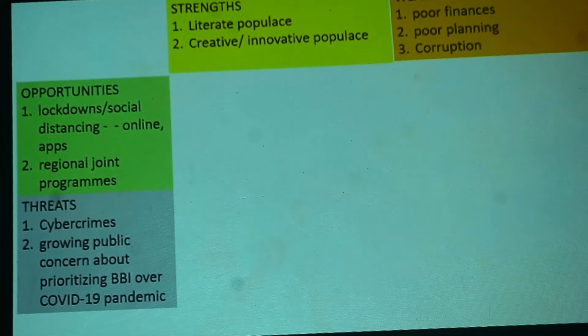For Kenya, I can say there is a growing public concern about prioritizing BBI over the COVID-19 pandemic. That's a threat. Yes, there are people talking. Why should BBI be prioritized ahead of COVID? We are talking about money, poor finances. But you look at the budget for BBI, and then we are also told there is no money for PPEs, even for the nurses, even for the children, and yet we are given a budget of 14 billion to go towards the BBI referendum. This is a threat.